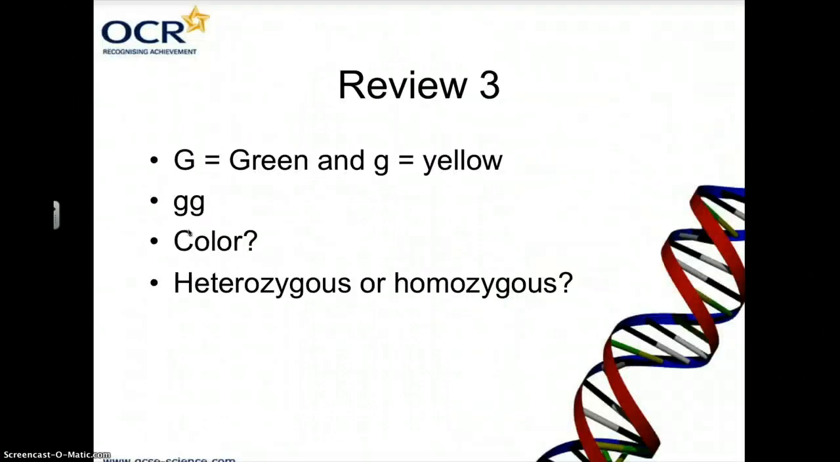And the last page of review we have is the same thing, only it was little g, little g. What color would the flower be? The flower would be yellow because they're both little g's, and it would be homozygous because they're both the same. All right, so that sums up our very first lesson in genetics.